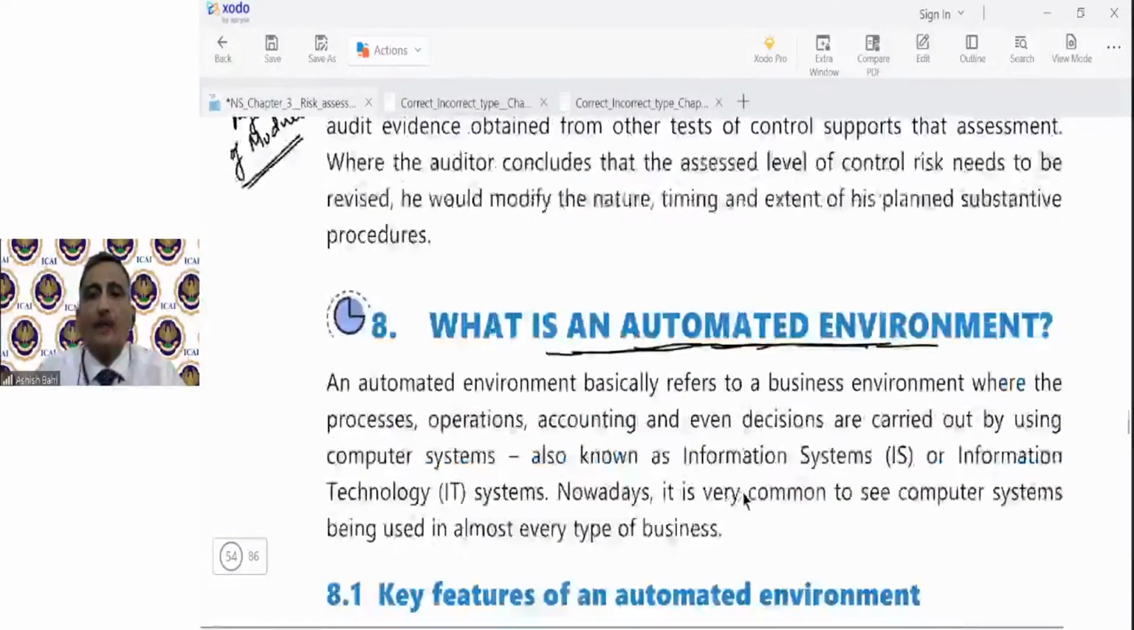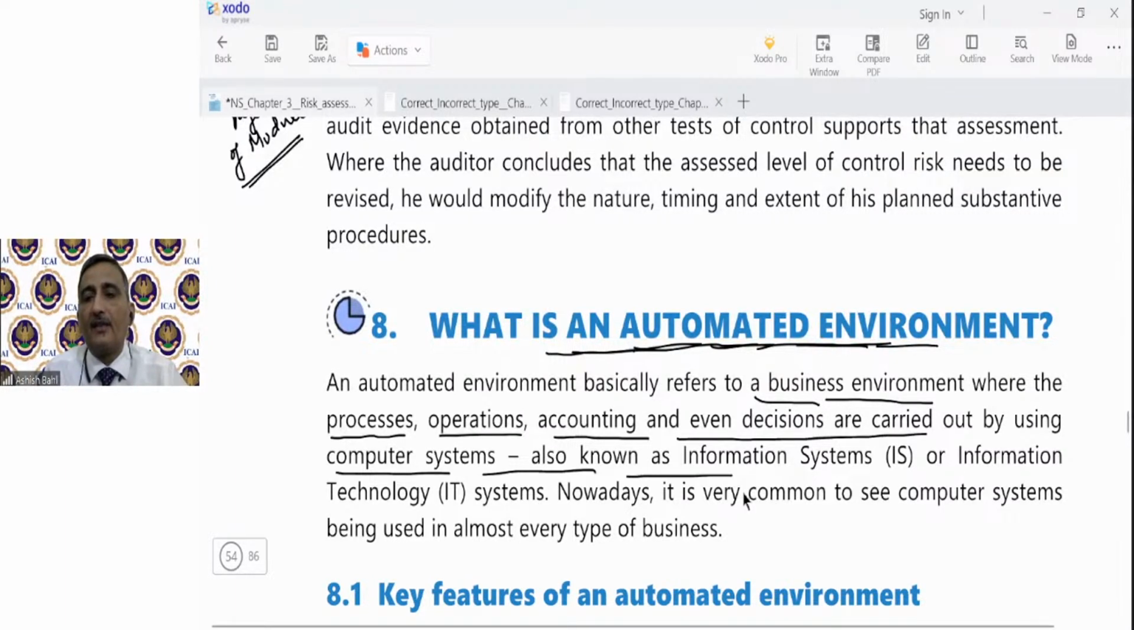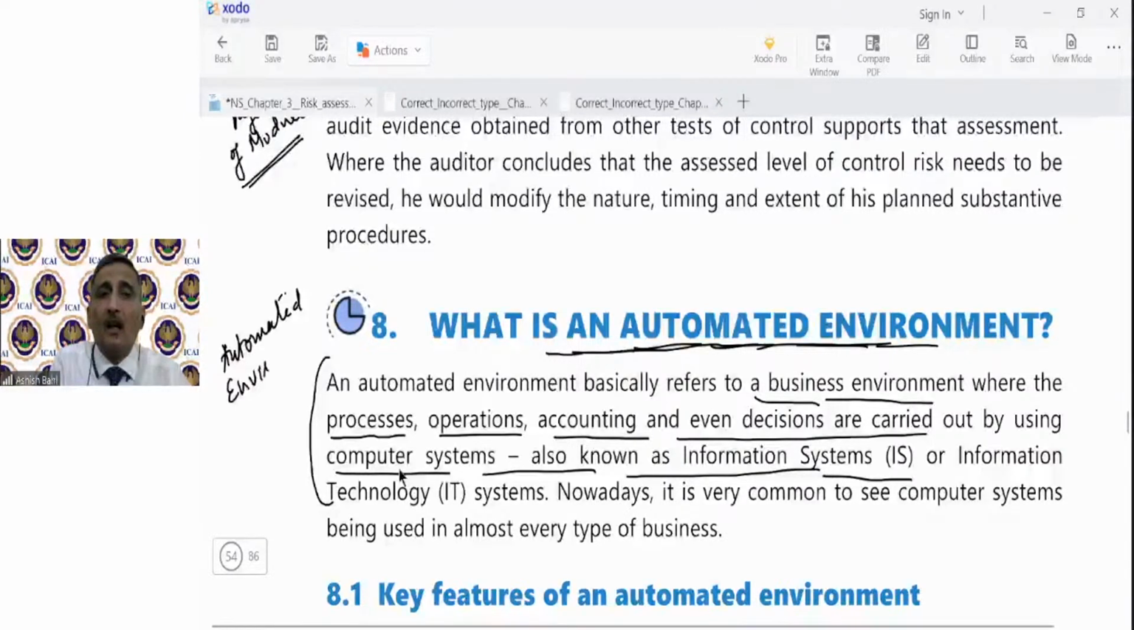Okay, students. So an automated environment refers to a business environment in which processes, operations, accounting, and even decisions are carried out by computer systems, or substantially with the help of computer systems or IT systems. Such a type of environment is called an automated environment.